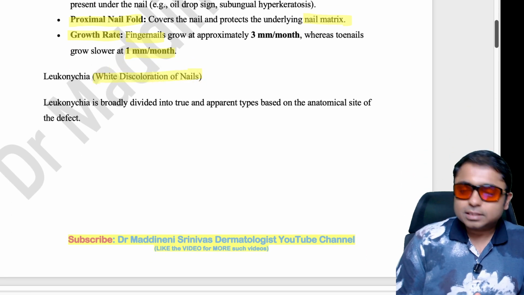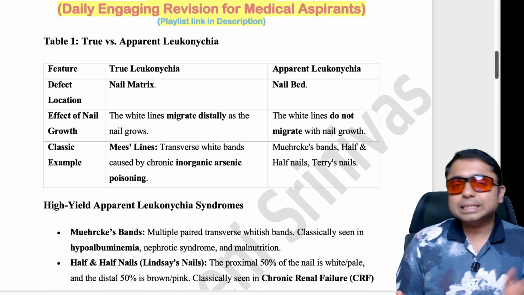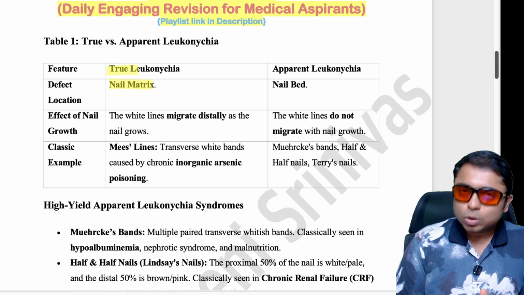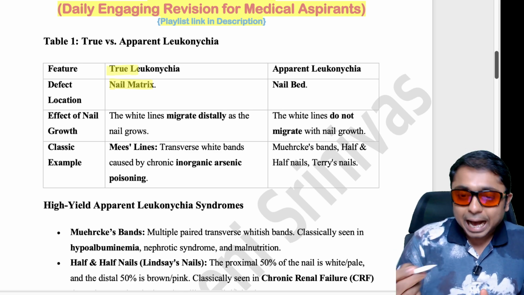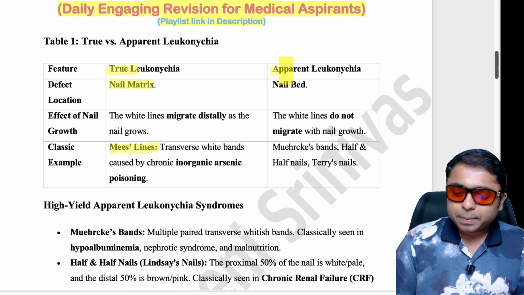Leukonychia, which is whitish discoloration of the nails, is of two types. One is true leukonychia and the other one is apparent leukonychia. If the problem is in the nail matrix, it is true. Example is arsenic poisoning producing Aldrich-Mees lines. Whereas in apparent leukonychia, the problem is in the nail bed.